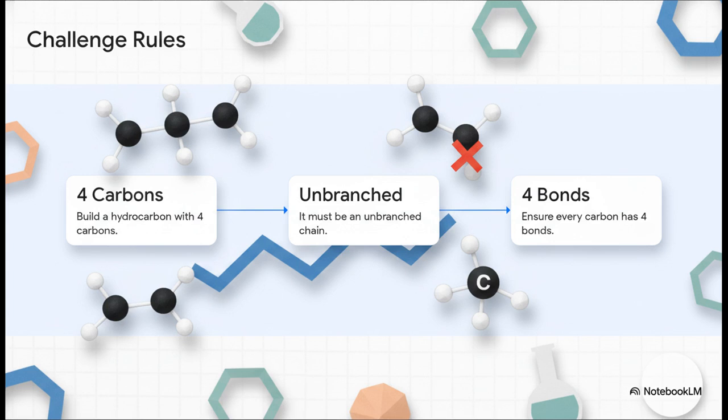Step 1, build a hydrocarbon with exactly 4 carbons. Step 2, it absolutely must be an unbranched chain, meaning a straight, continuous line of carbons. And step 3, ensure every single carbon has exactly 4 bonds, filling in the rest of the empty spots with hydrogen. If you follow these rules perfectly, you'll have successfully built a molecule known as n-butane. Give it a shot.